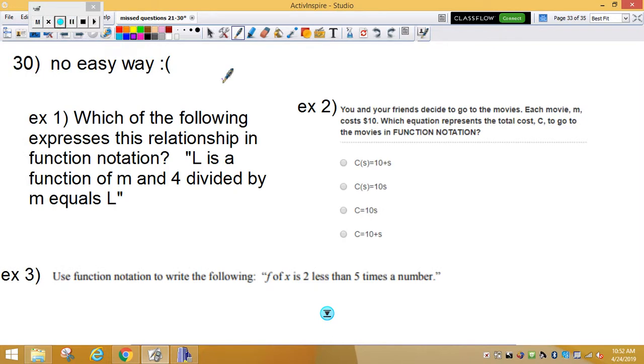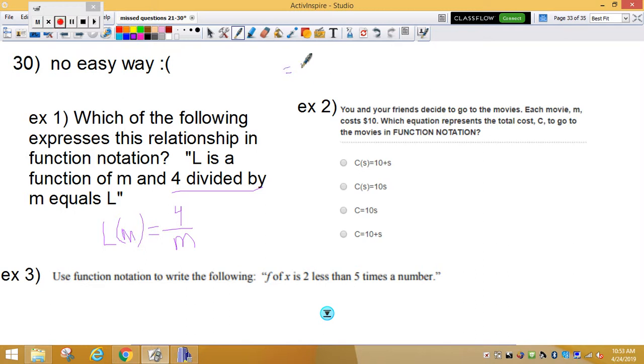Again, there's no easy way, sadly. So let me do a couple of examples and hopefully you'll get it right. So 1, which of the following is an expression? L is a function of m, and, this is the important part, 4 divided by m equals L. Okay? So here's how you do function notation. Whatever it equals goes out here. Whatever letter I used in my equation, I used an m, that's what's going to go in parentheses.